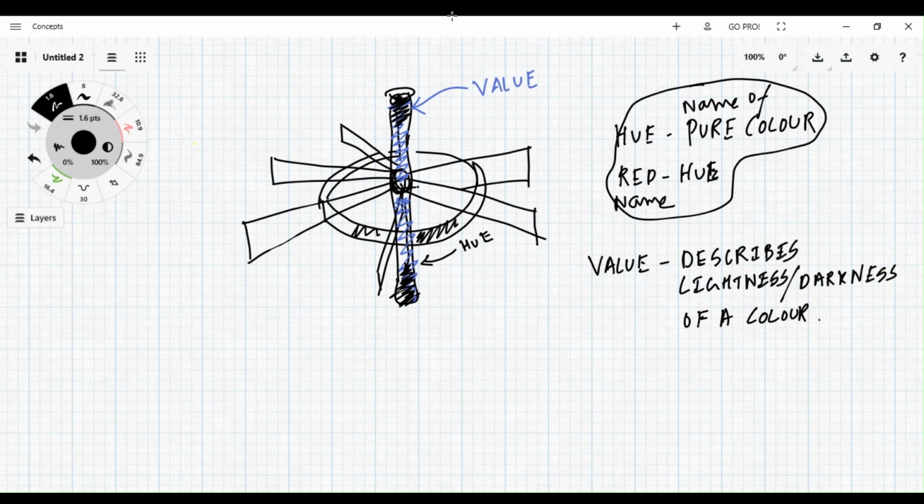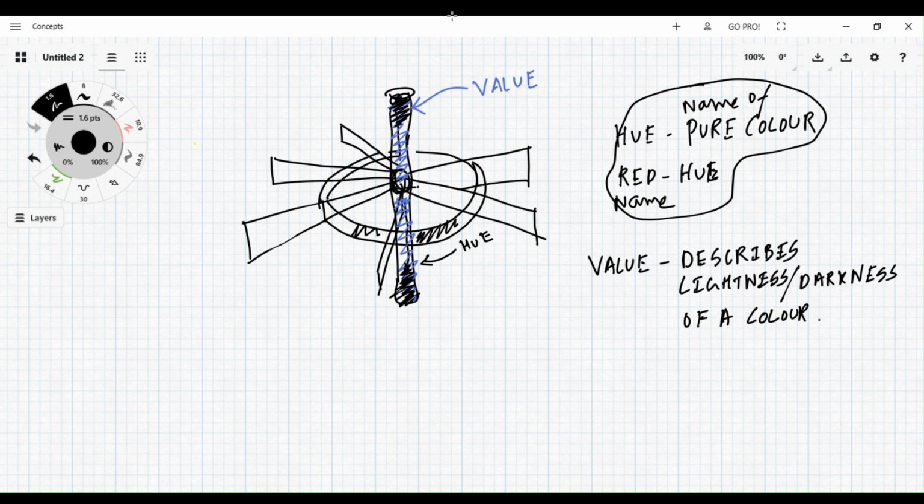You can vary the value of a color by mixing the color with black or white. As I've told you, if you take pure red hue, and then mix it with black, or mix it with white, then value describes the change. Automatically, if you mix with black, it becomes darker. If you mix it with white, it becomes lighter. So value changes the lightness or darkness of a color.